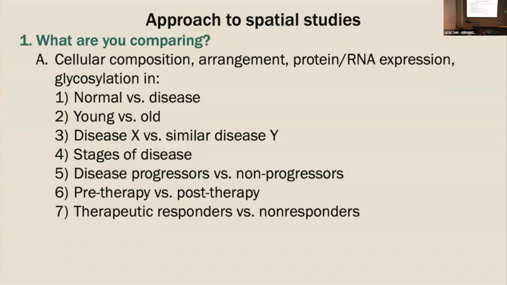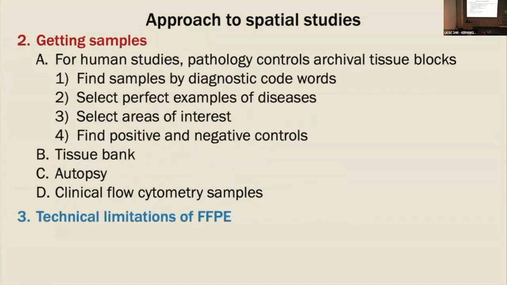All right. So the natural place to start is with your question. Most spatial studies compare two or more things. So for example, do differences in cellular composition, arrangement, protein expression, et cetera, explain biological differences or behaviors in normal versus disease, young versus old, progressors versus non-progressors, and so on. And so next you need to get samples from the things you're comparing. And for human samples, pathologists at any large institution can search and pull from millions of FFPE blocks and diagnostic slides.